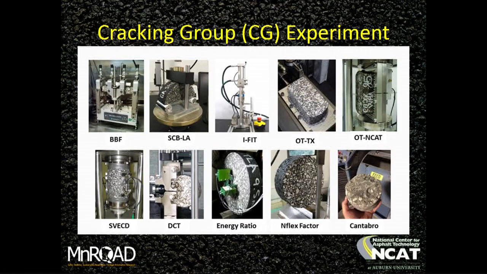So to kind of take a step back from that just a little bit, that's why we need to do this cracking group research to support balanced mix design implementation. So for states like Oklahoma and all the other states, we can identify which tests actually predict the differences in cracking that we see in our test sections and which tests do not.